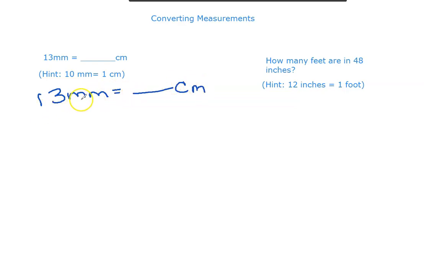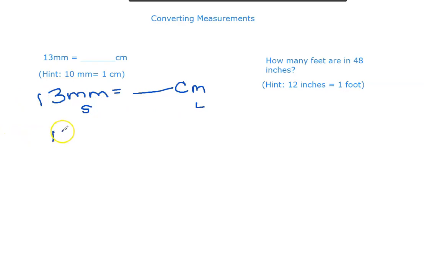All right, and I first have to determine if I am going from a smaller unit to a larger unit or larger to a smaller. And I can see here I'm starting with millimeters, and so I know that millimeters is a smaller unit compared to centimeters. It's a larger unit. So I have to decide if I'm going to multiply or divide. When I am changing from a smaller unit to a larger unit, I'm going to use division.